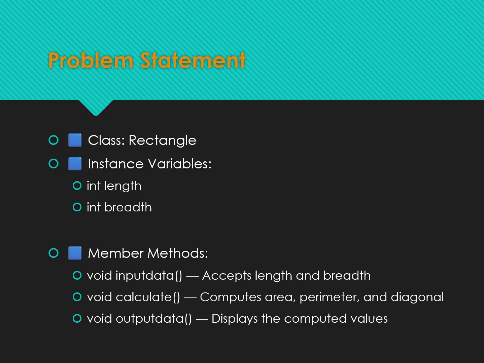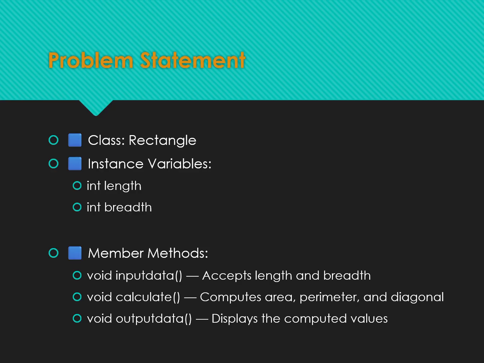In addition to the variables, the class must include three member methods. The first method, inputdata, will take input for length and breadth from the user using a scanner. The second method, calculate, will perform the actual computations. It will calculate the area by multiplying length and breadth, the perimeter using the formula 2 times (length plus breadth), and the diagonal using the Pythagorean theorem, square root of the sum of squares of length and breadth. The third method, outputdata, will display the calculated area, perimeter, and diagonal to the user in a readable format.